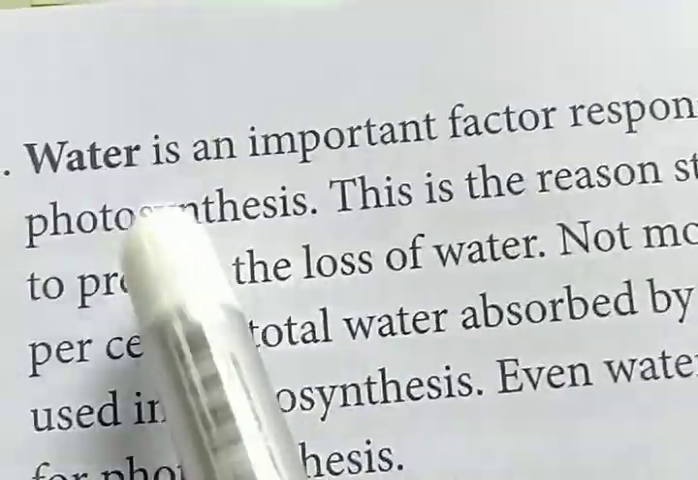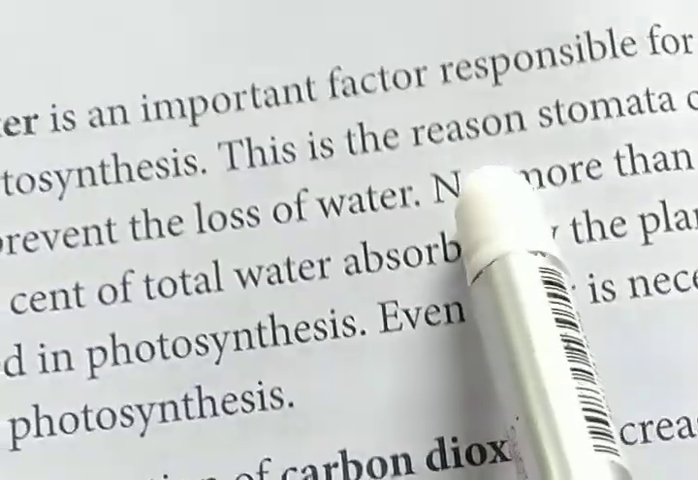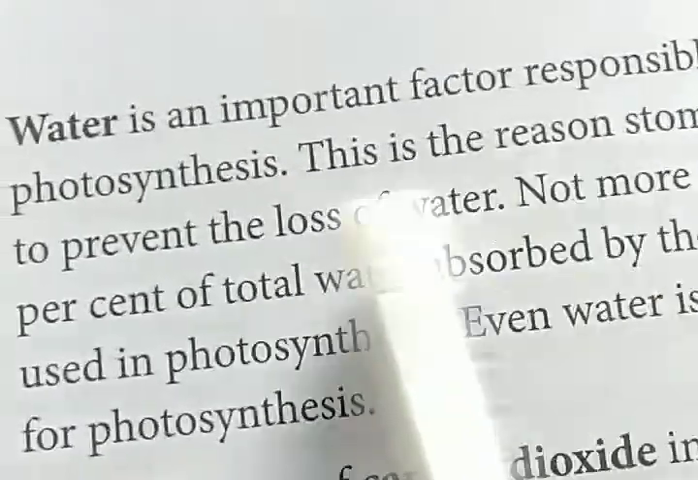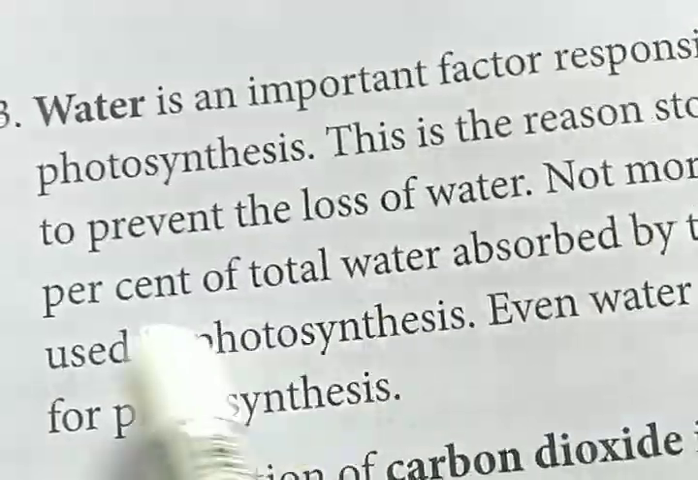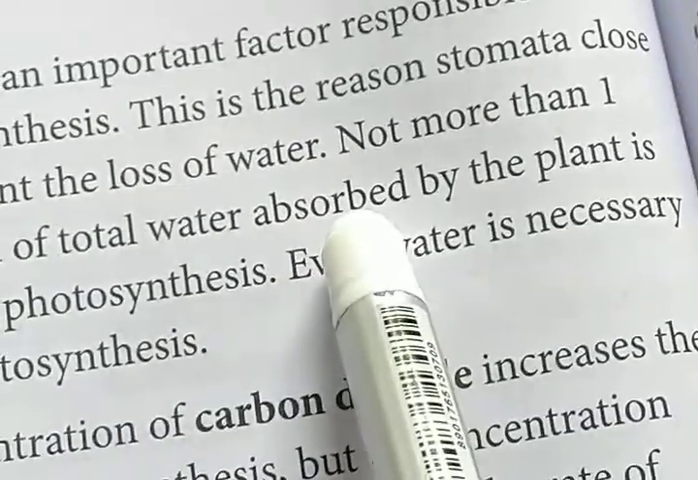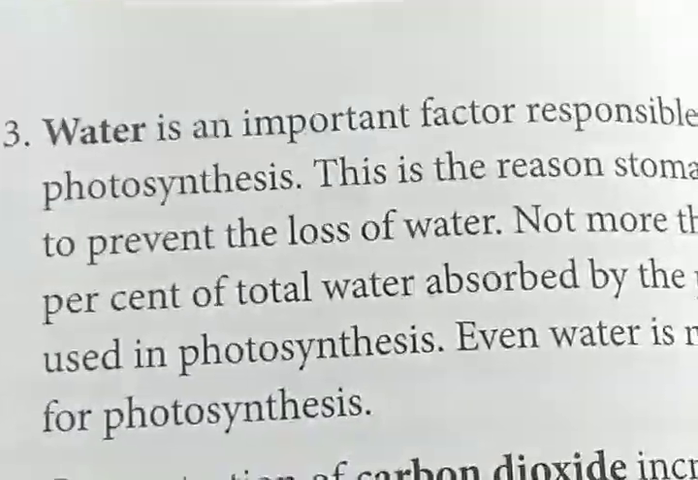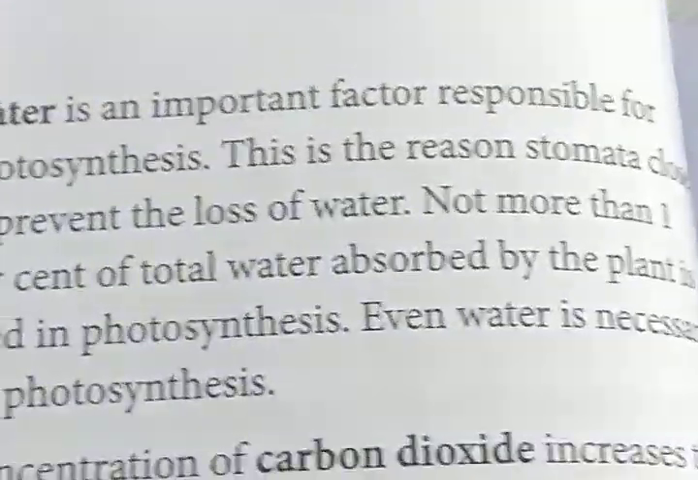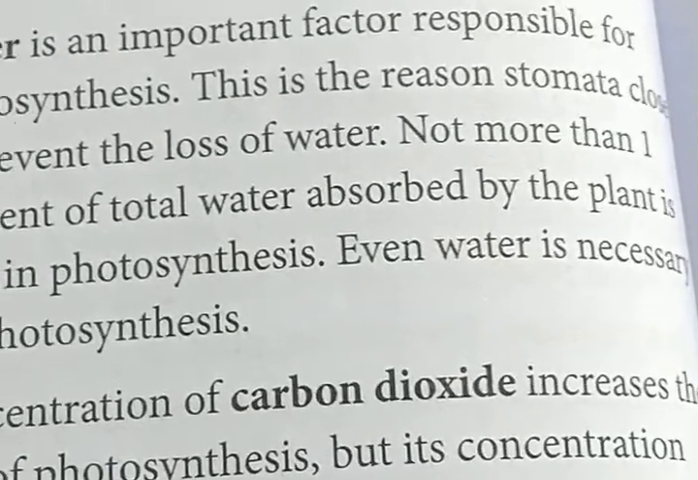Next, water. Water is an important factor responsible for photosynthesis. This is the reason stomata close to prevent the loss of water. Not more than 1% of the total water absorbed by the plant is used in photosynthesis. Even so, water is necessary for photosynthesis. So normally, of the water that plants absorb every day, only 1% is used for photosynthesis.